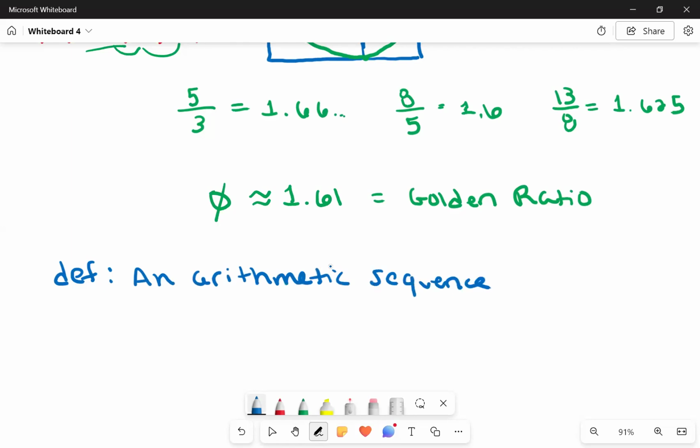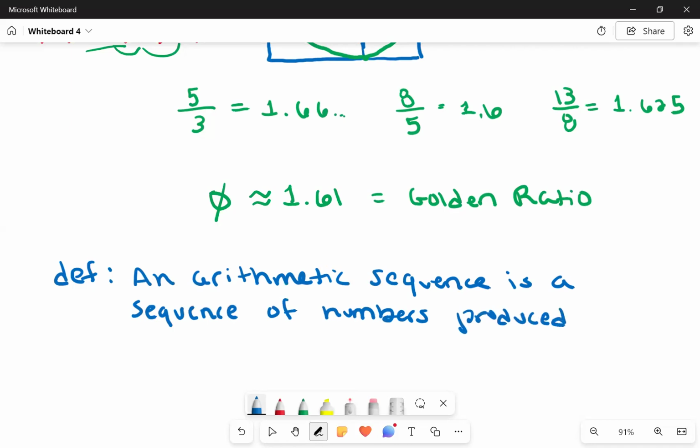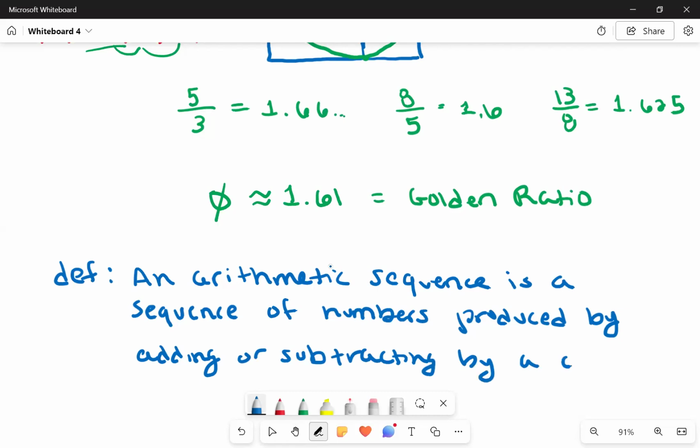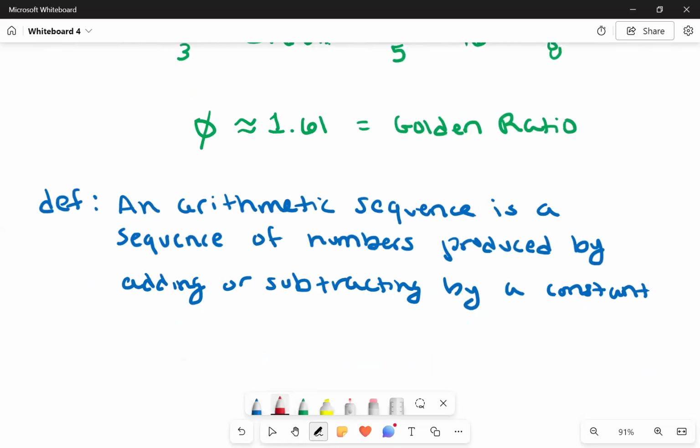An arithmetic sequence is a sequence of numbers produced by adding or subtracting by a constant. We actually have a name for that constant. That constant is called the common difference.